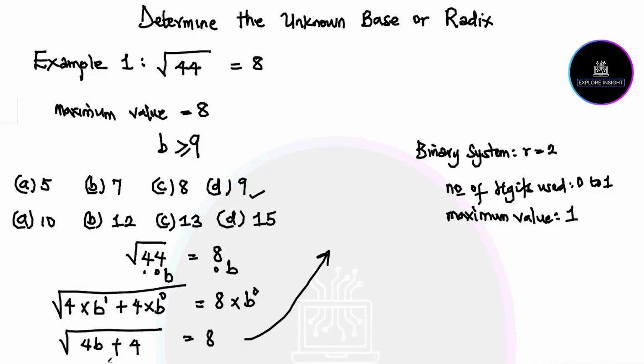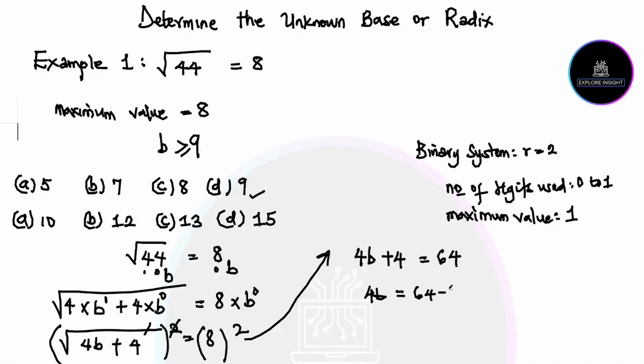We'll go ahead to simplify the given equation by squaring both sides, which will cancel the square root. So we are left with 4B plus 4 equals 8 to the power of 2, which is 64. And 4B equals 64 minus 4. 4B equals 60, and our B equals 15. So at this point, we can see that the unknown base is 15.